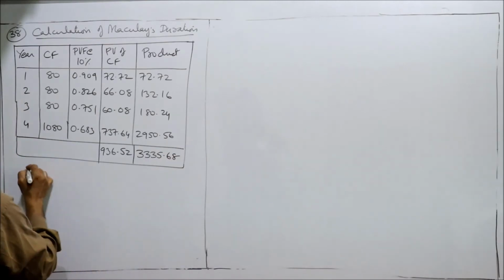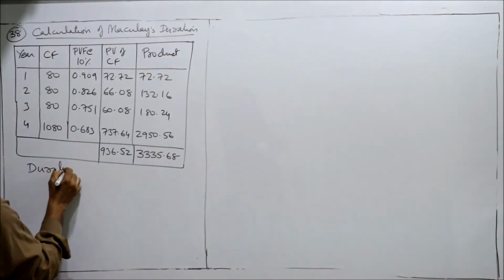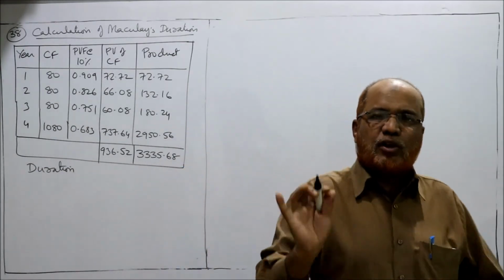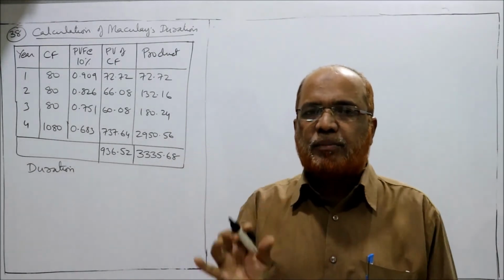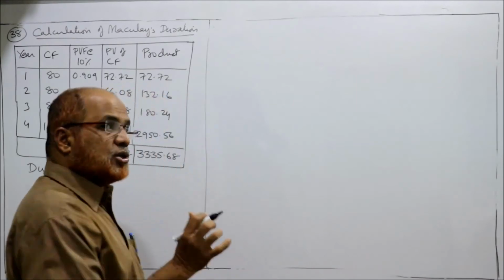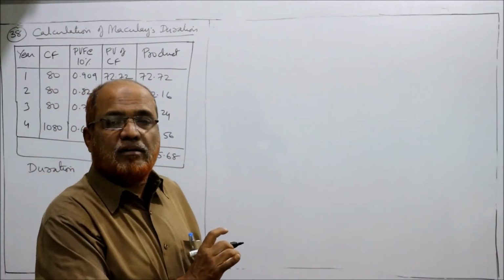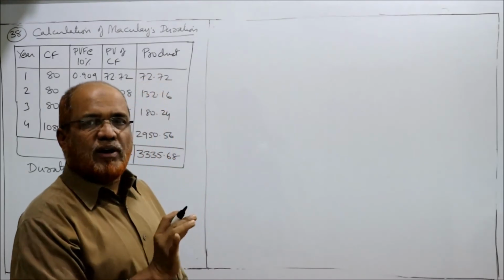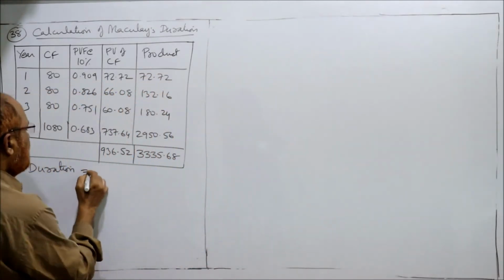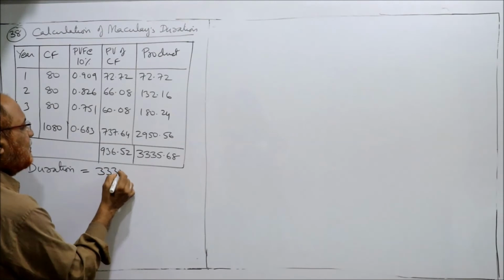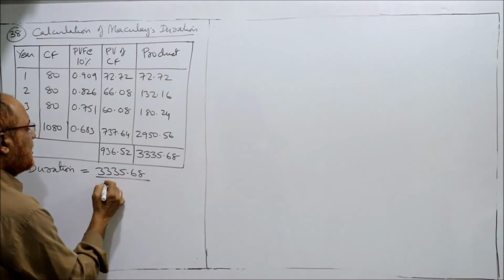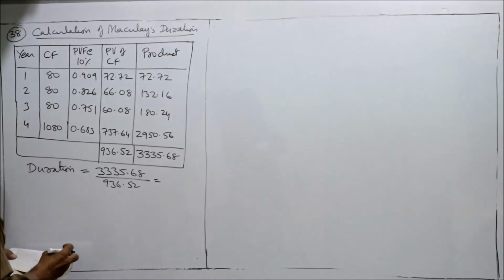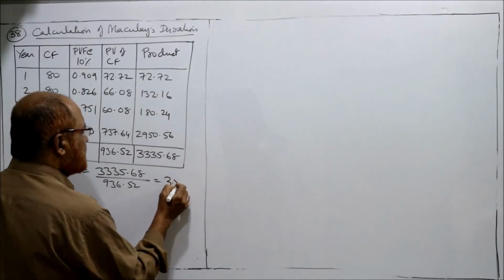Total is 3335.68. So duration. The formula for duration, already in so many problems we have applied, is total of product divided by total of PV of cash inflow. You must write this formula in the examination. So 3335.68 divided by 936.52 comes to 3.56 years.